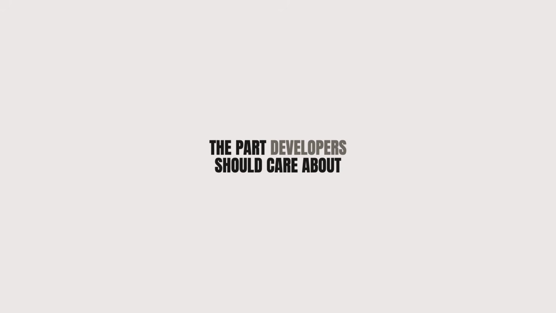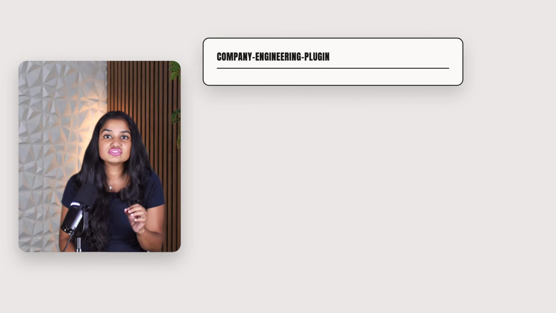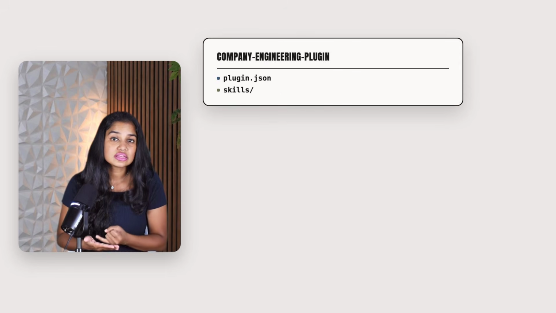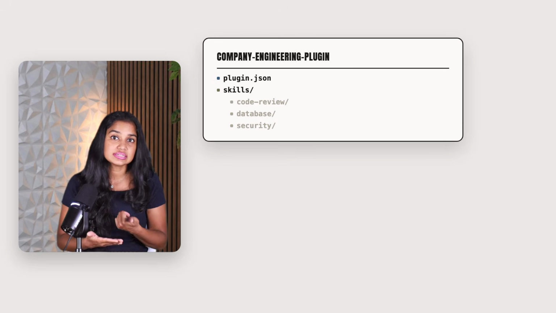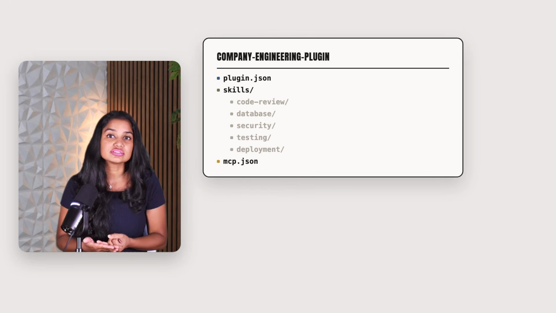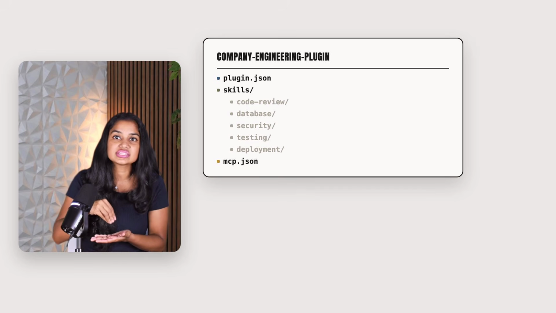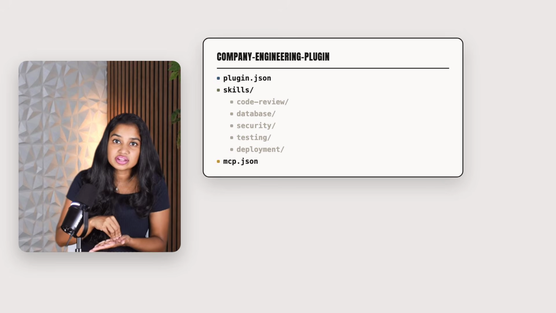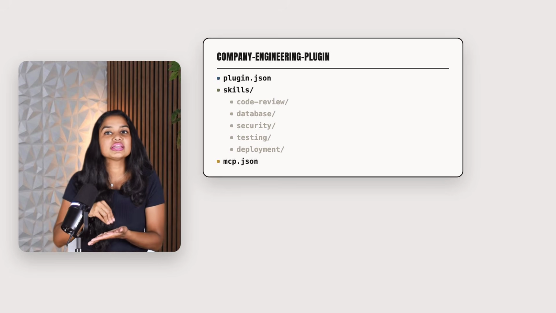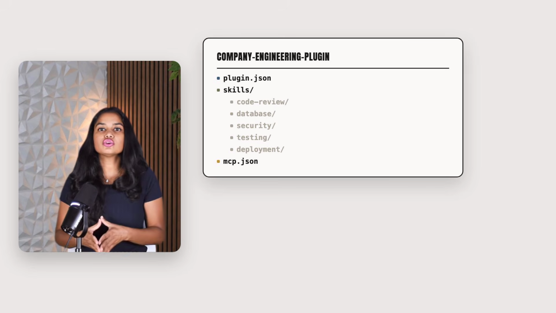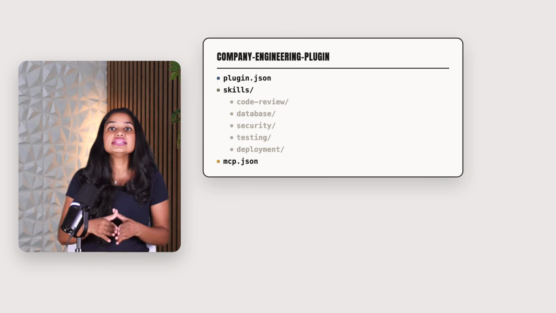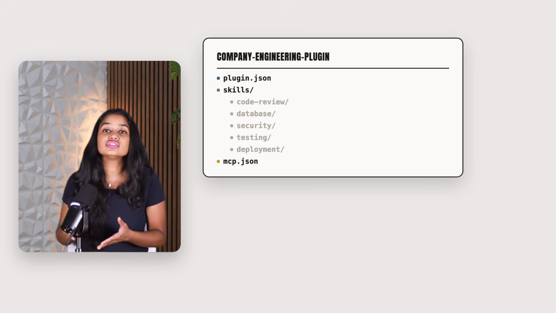Here's the part I think developers should really care about. Imagine you are an engineering team. Today you might have a 50-page internal engineering guide, and every developer has to somehow make the AI agent understand it. Instead, imagine creating a company engineering plugin: plugin.json, skills, code review, database, security, testing, deployment, mcp.json. Now your AI coding environment can have a standardized package containing your engineering workflows and connections. That could become extremely interesting for enterprises because you're no longer just giving AI a prompt. You're building a reusable capability layer for engineering organizations.